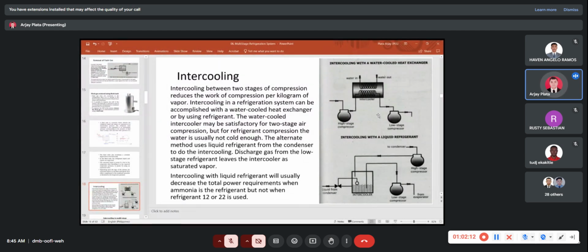So, however, there are limitations in the intercooler. Intercooling with liquid refrigerant will usually decrease the total power requirements when ammonia is the refrigerant, but not when refrigerant 12 or 22 is used.